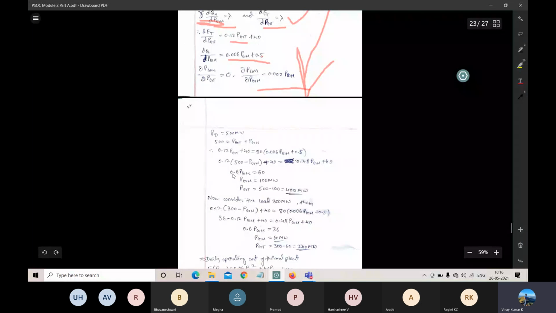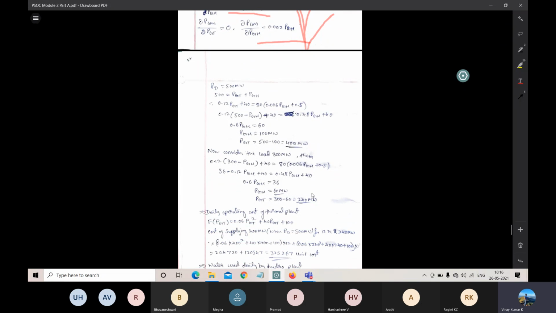Okay, and here the next, just normalize these equations. You get the PGH. So when you get the PGH, substitute here PGH. So PGT will be 500 minus PGH. So PGT will be 500 minus 100, that is 400. So these are the different powers that we generated by using thermal as well as Heidel.